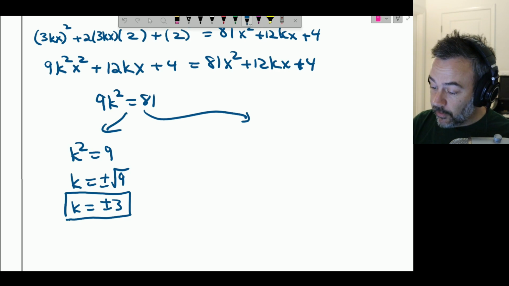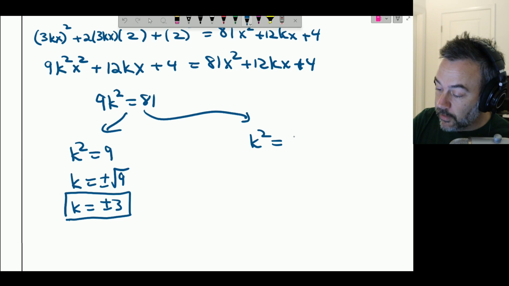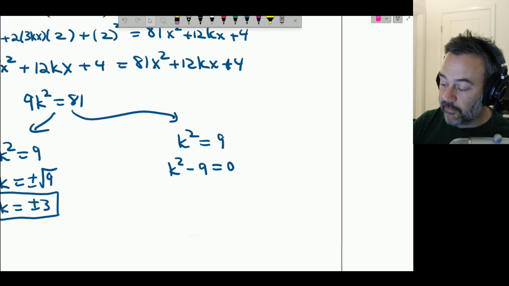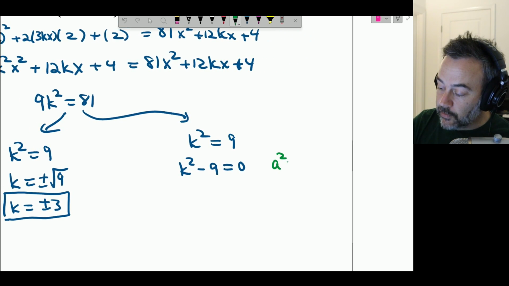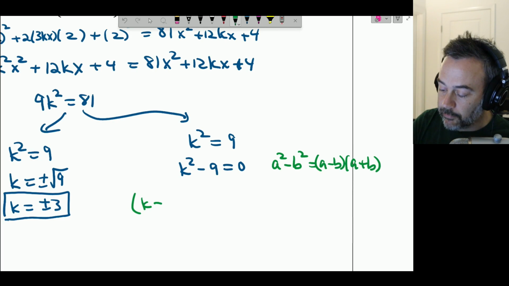And there is another way, just looking forward to the future. I can divide both sides by 9, and I get k squared equals 9, just as I did before. I could subtract 9 from both sides. And now I could apply my factoring rule. A squared minus b squared is the same as a minus b times a plus b. Well, 9 is 3 squared. So the left-hand side is k plus 3 times k minus 3 equals 0.